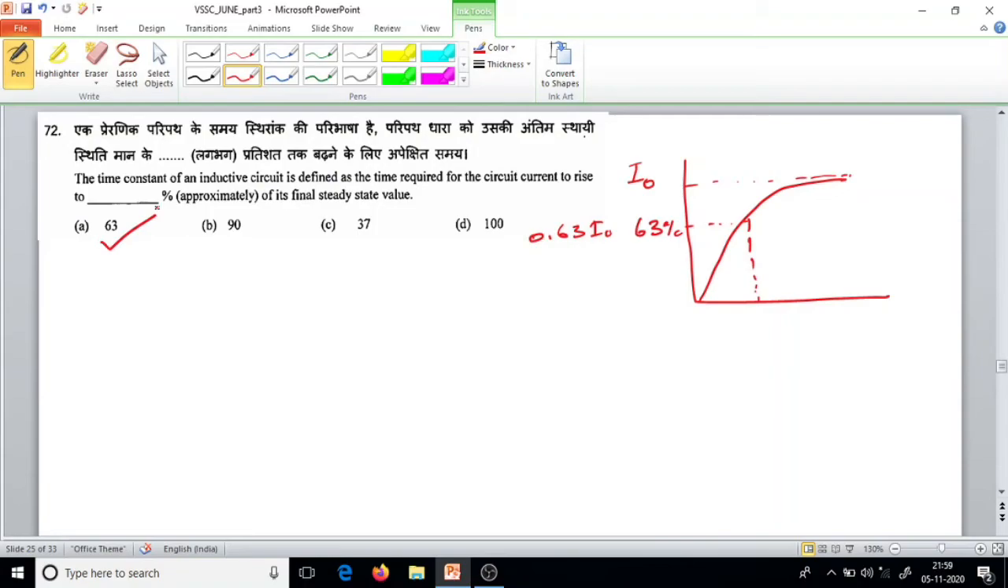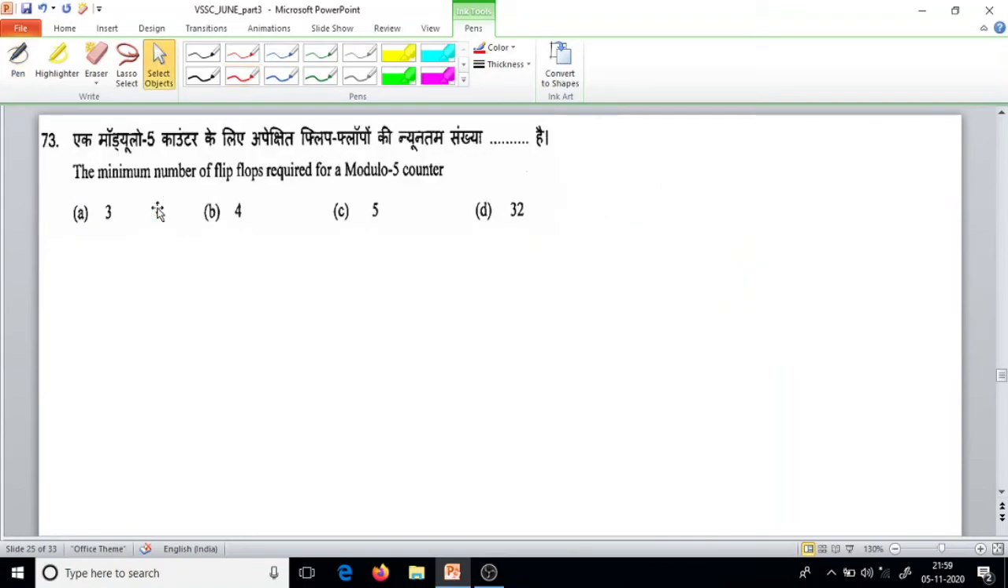Question number 73. The minimum number of flip-flops required for a modulo 5 counter. Now, what is a modulo 5 counter? A counter will start from 0, 1, 2, 3, 4, 5, 6. Modulo 5 counter means when it reaches 5 states, it will come back. It will repeat the states.